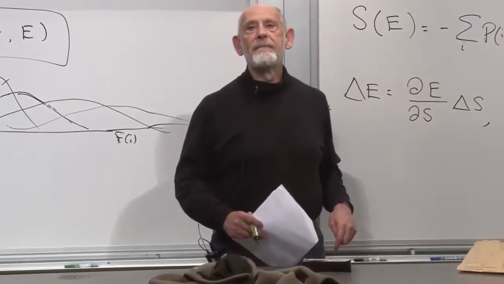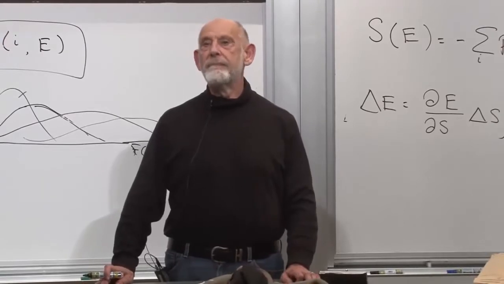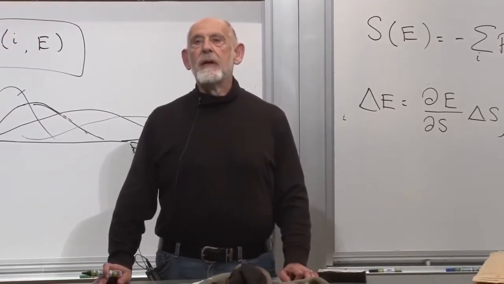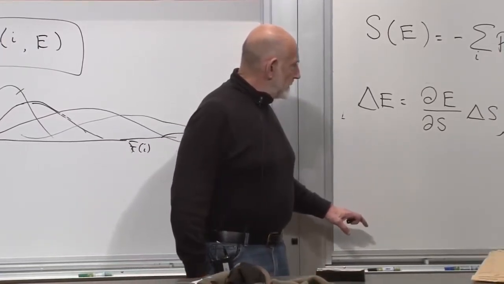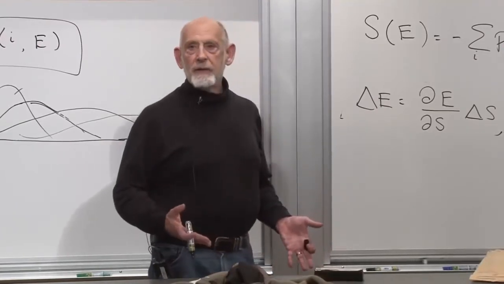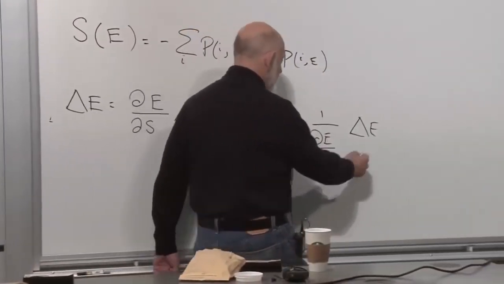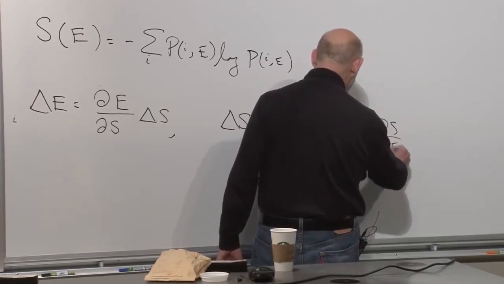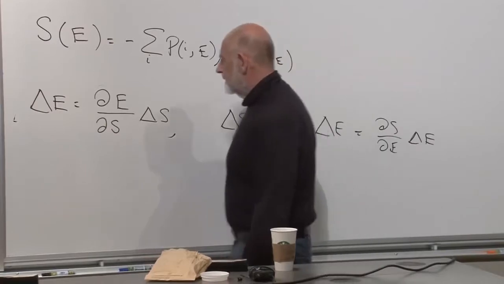Question? It seems that you're talking about the variation of the entropy with respect to energy, so energy would be the variable and S the function. Would it not be more logical to do dS dE instead of dE dS? Either way, dE dS is the inverse of dS dE. This is also equal to dS by dE times delta E. All the same thing.